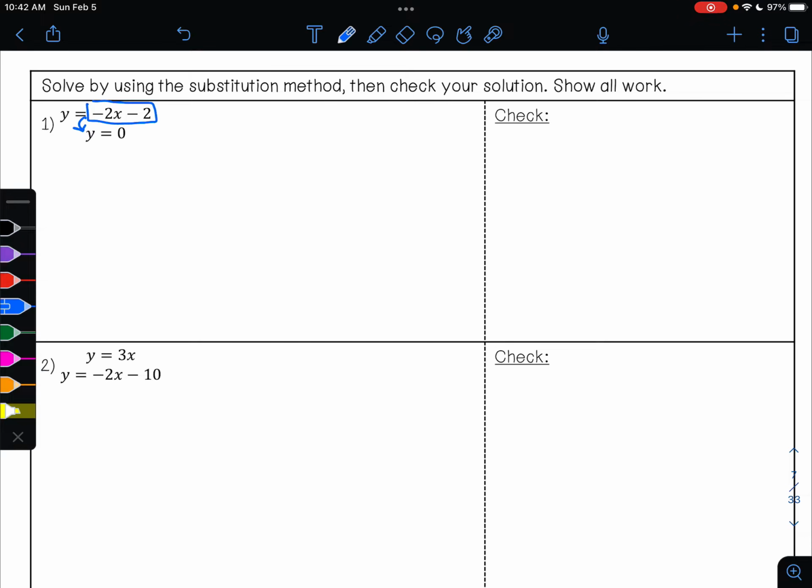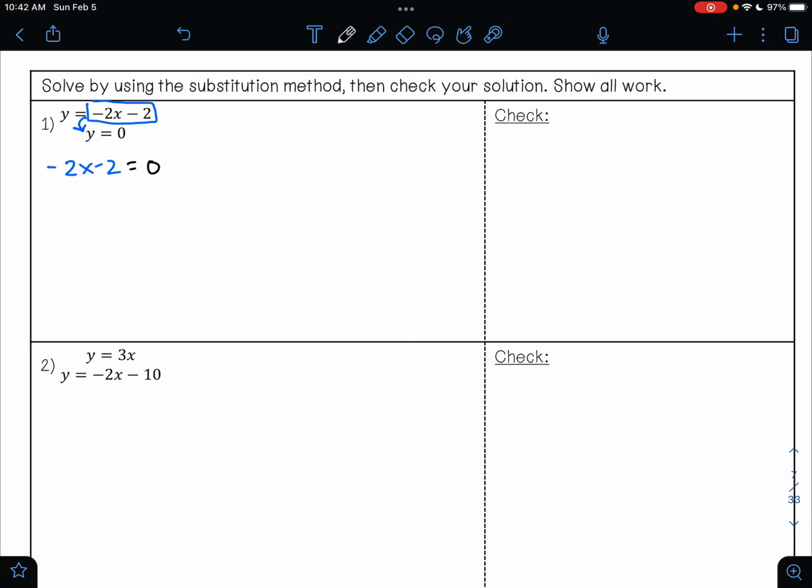So I'm going to have negative 2x minus 2 is equal to 0. So what I did was I took what y equals in this equation and I plugged it in for y in this equation. Because both of these equations are y equals, you could have done it the other way around. You could have said y equals 0, I'm going to plug that in for y up here, and had 0 equals negative 2x minus 2. It's the same equation, just switched around.